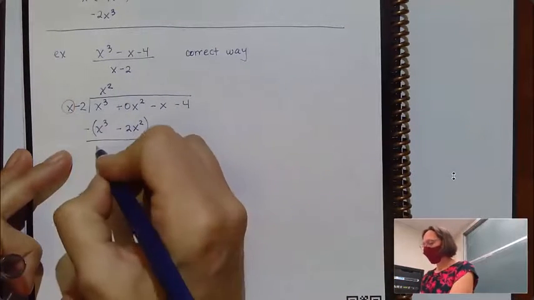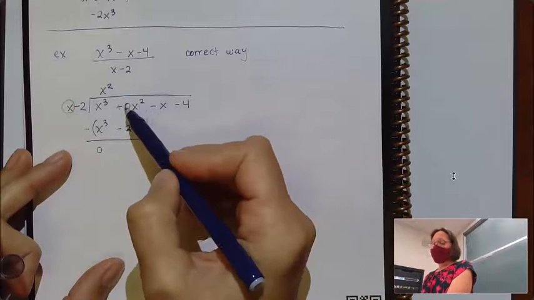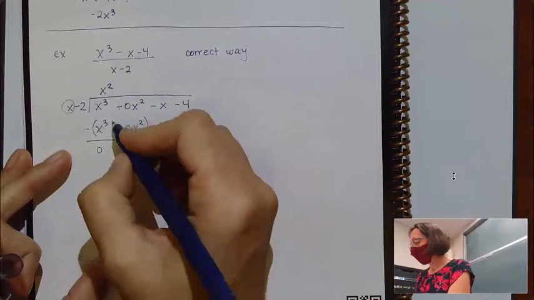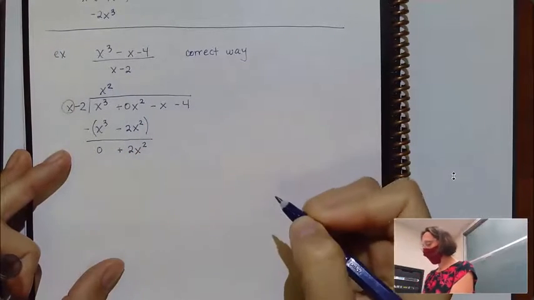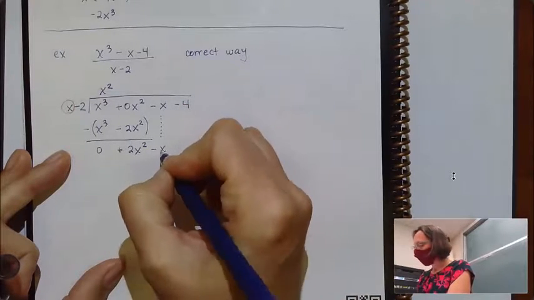x cubed minus x cubed is 0. And now I've got 0x squared minus a -2x squared, so I'll have positive 2x squared. And bring down my -x.